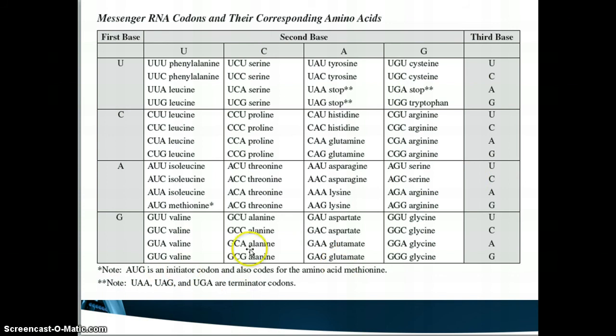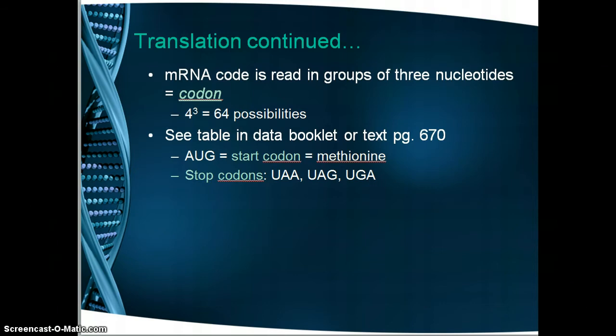So if you look, some of them have stars beside them, and there's a little note at the bottom about what those stars mean. So if I go back to this slide, if you haven't finished copying it down, the AUG is a start codon, which is always the amino acid methionine. And there are 3 different codons in your table that say that they are a stop codon, and they actually do not code for an amino acid.